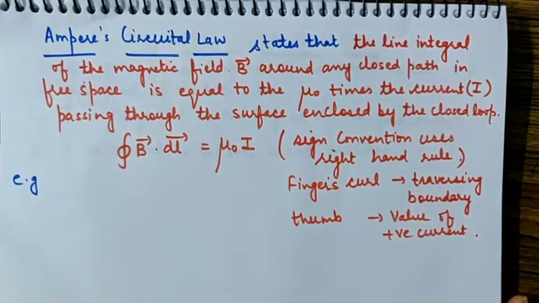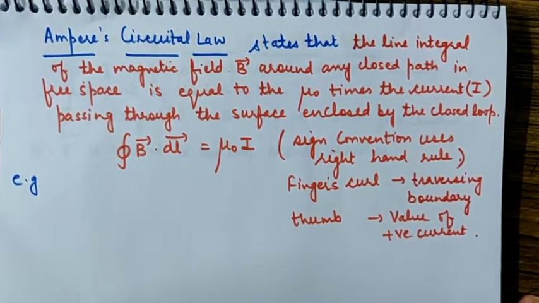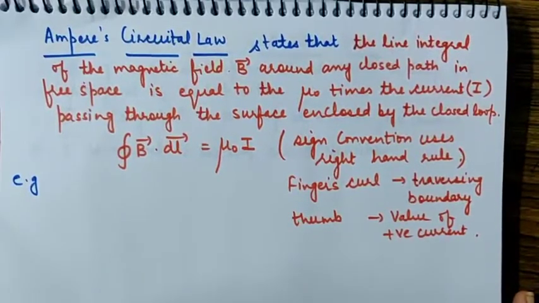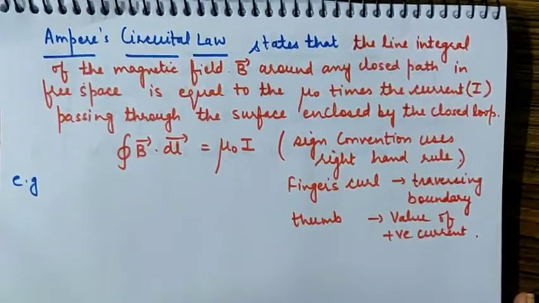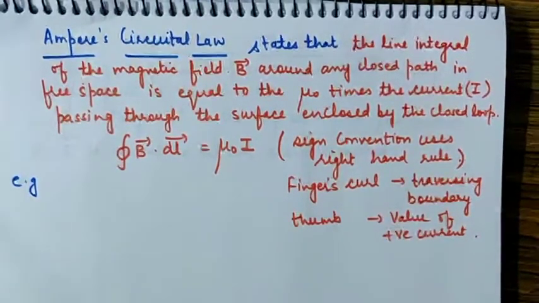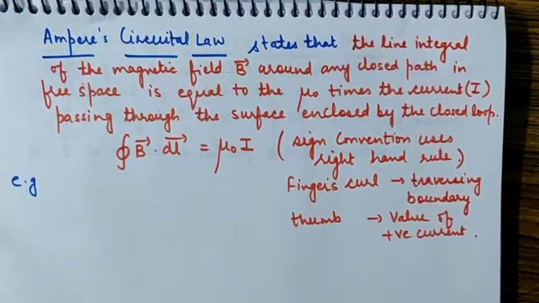Hello dear children. The next topic in magnetic effects of current will be Ampere's circuital law. We can call this law ACL also as a short form. This is a law which eases you up to find out the value of magnetic field at any point due to a current carrying conductor.